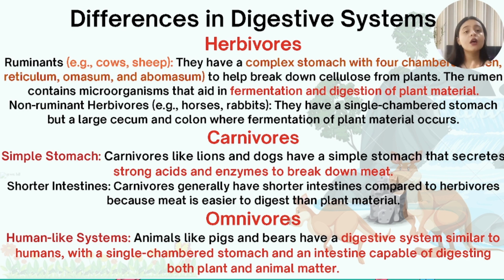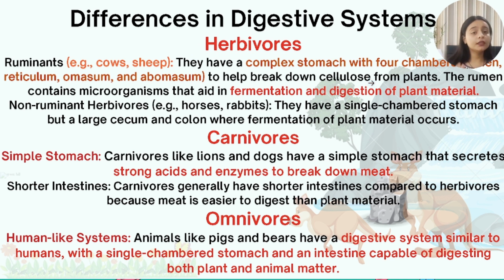Herbivores have one of the most complex digestive systems, which includes the rumen, reticulum, omasum, and abomasum. These are the parts of that ruminant stomach, a 4-chambered stomach we are going to study in detail afterward. So how does this complex structure help them? It helps break down the cellulose from plants.